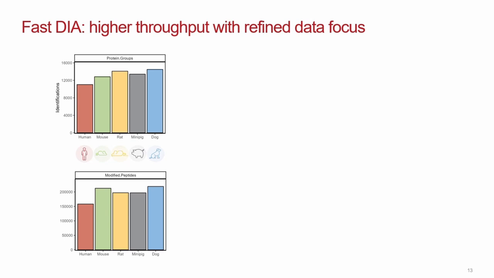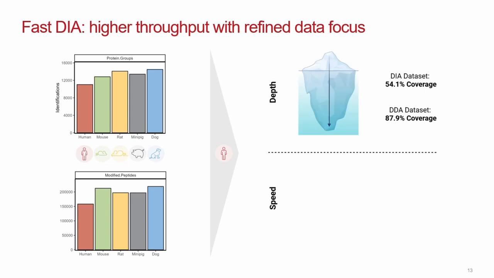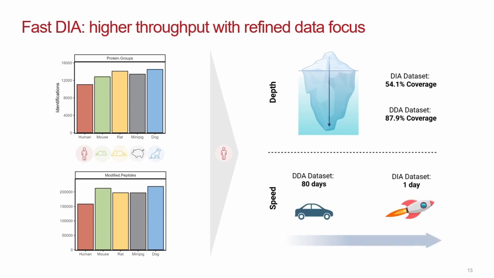To quickly compare those 2 data sets, we are now looking at the human tissues, and let's start with the depth. Here, with the DIA data set, we reached more than 50% of the human proteome coverage, and with the DDA data set, we reached almost 90%. Therefore, this is also one of the deepest proteomic data sets ever created. Then in terms of speed, the DDA dataset took quite some time, in total more than 80 days, and with the quantitative dataset we just did it within 1 day, so super fast.